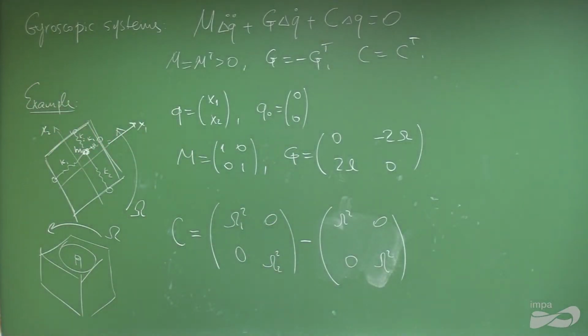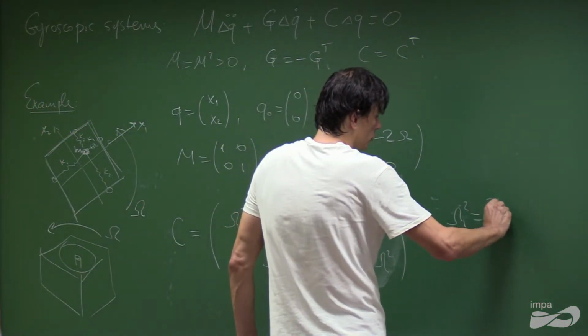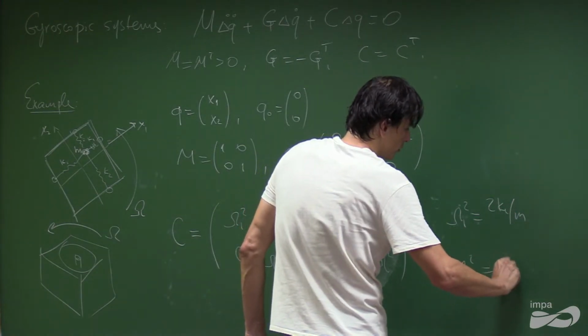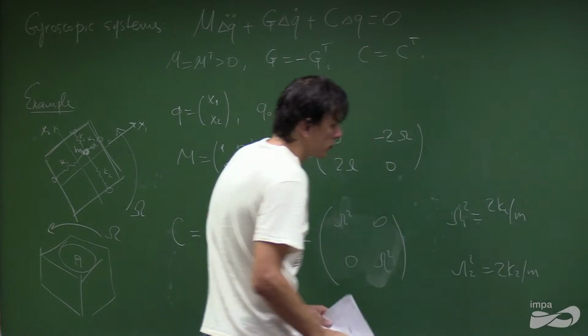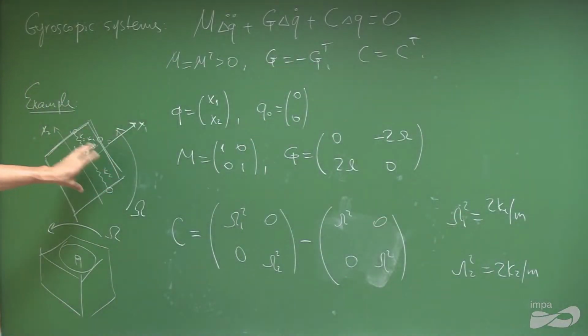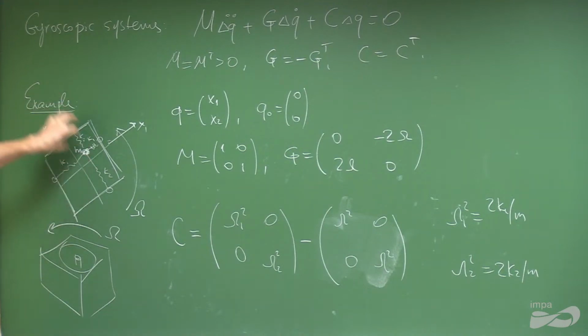So what is omega 1? Omega 1 squared is 2 k1 over m, and omega 2 squared is 2 k2 over m. This is exactly the frequency of oscillations. If there is no rotation, then omega 1 will be the frequency of the oscillation in this direction. Remember, k divided by m is the frequency of a harmonic oscillator. We have two springs, so it will be 2 k1 over m, and the same in the second direction.